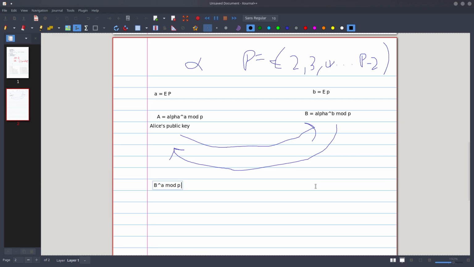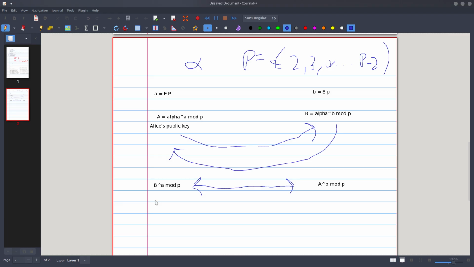And then Bob is going to do pretty much the same thing, right? So Bob is going to take Alice's public key, raise it to his private key, and reduce modulo P. And somehow or other, what they end up with is the same value, right? They end up with the same shared key. So how does that happen? Well, I'll show you now how that happens.